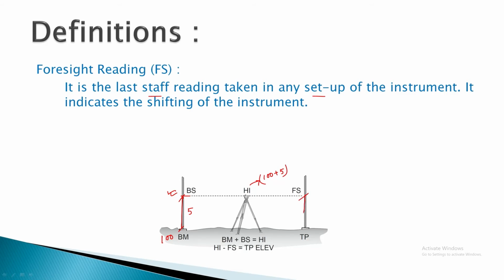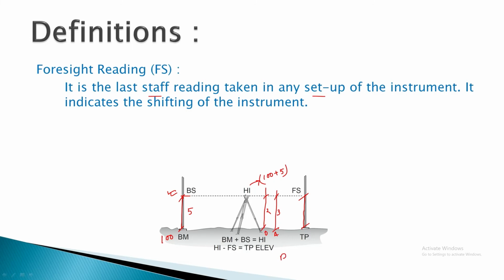Now how will we know that it is the last or first? Look, here no other readings are given, so if the first one is the backside, the other will be foresight. Now if some other readings are taken, suppose at these places, O and A, those readings will be termed intermediate sight readings. If you subtract the intermediate sight reading, suppose this is 2 and this is 3, from the height of instrument, which is 105.